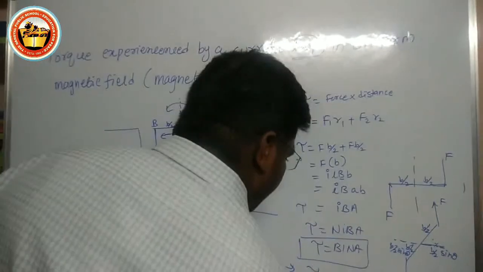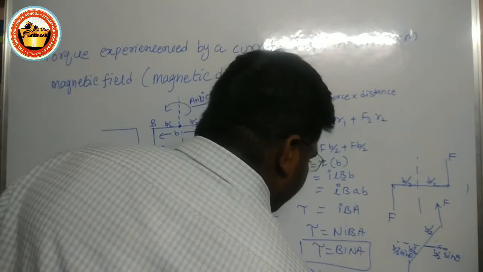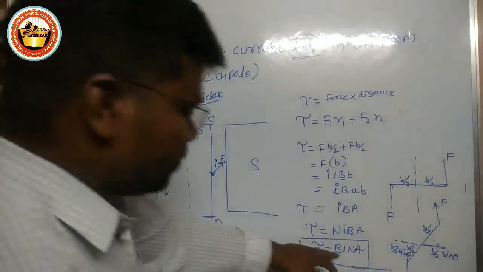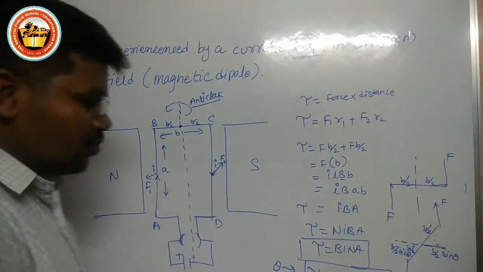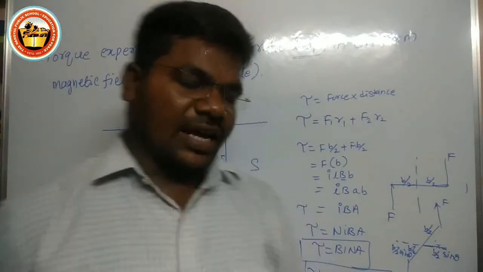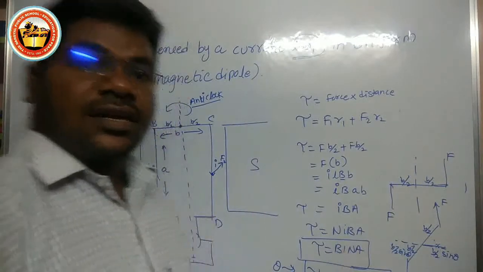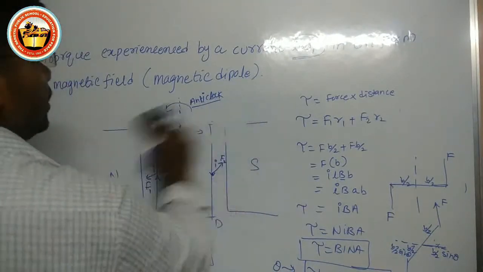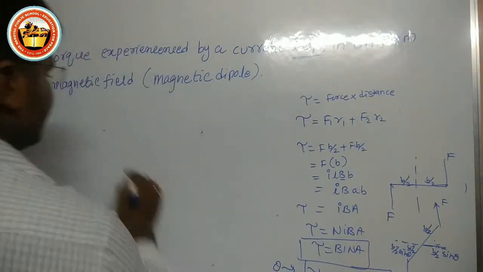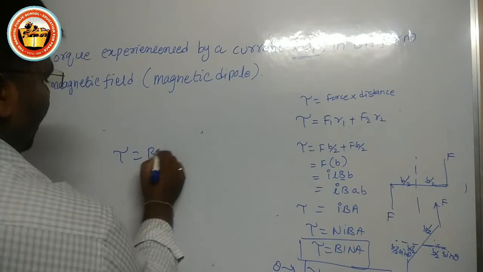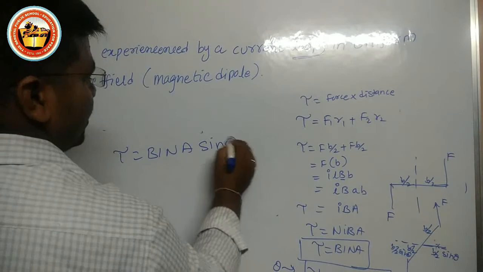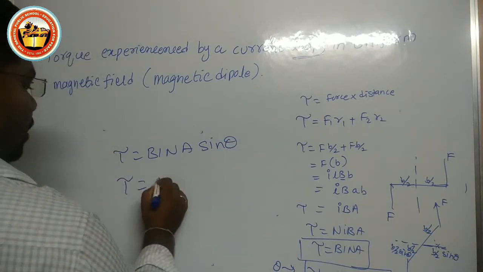we can get tau is equal to BINA sin theta. Understand? So at the instant we can get BINA. If the coil rotates some angle, we can get the expression BINA sin theta. Understand? What is the final expression? BINA sin theta.